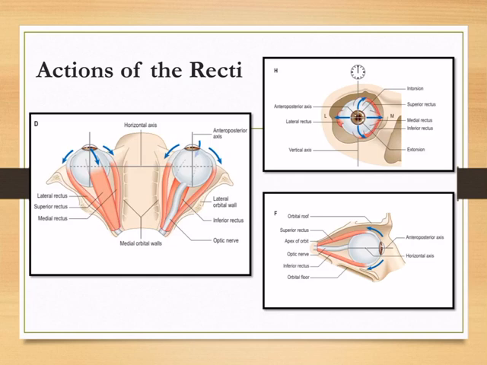Okay, so now that you understand the concepts, I'm going to summarize the actions. Let's summarize the actions of the recti. Let's look at the superior rectus. The superior rectus is responsible for elevation, adduction, and intorsion. The inferior rectus is responsible for depression, adduction, and extorsion. You can see that in the left-sided diagram. The medial rectus is responsible for adduction and the lateral rectus for abduction.